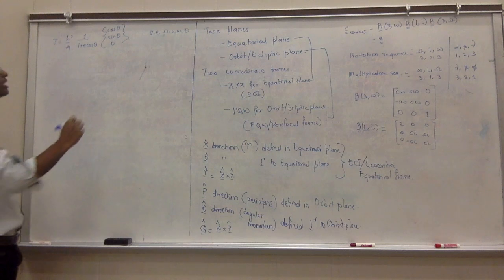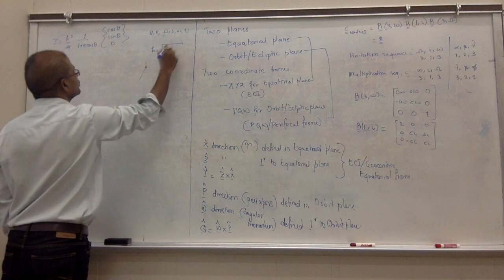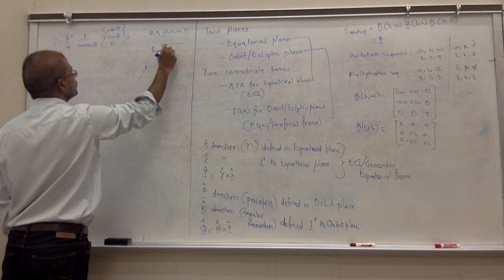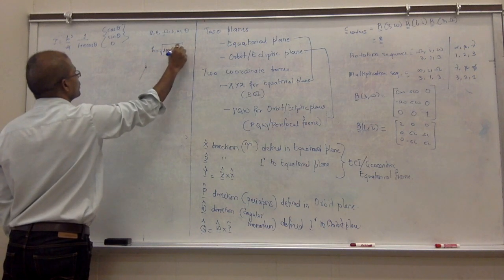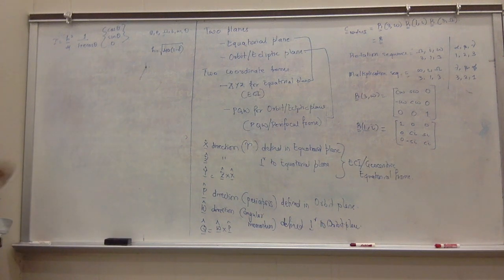You know H. Well, H is what? H is root of mu A times 1 minus E squared. You remember this from yesterday, so that you know H, right? So what is this cosine theta and sine theta? Why is this cosine theta and sine theta?